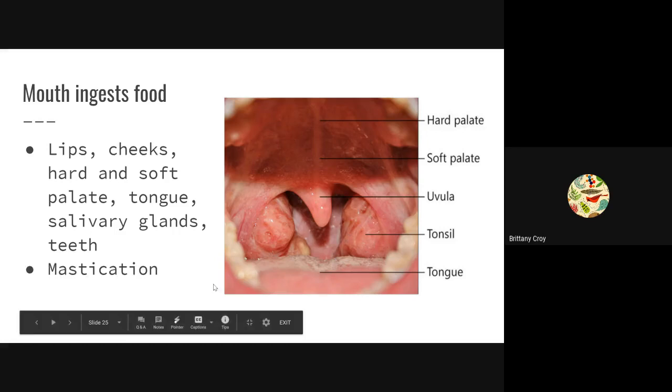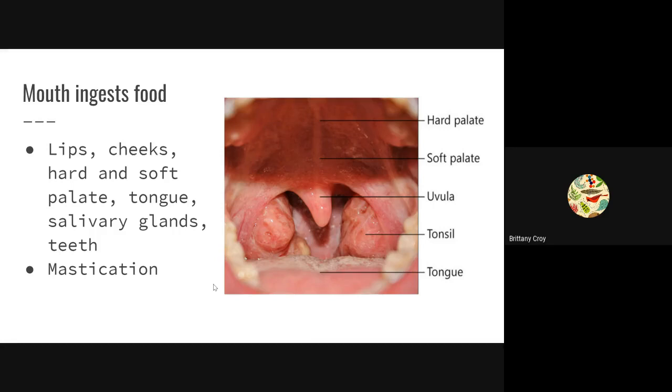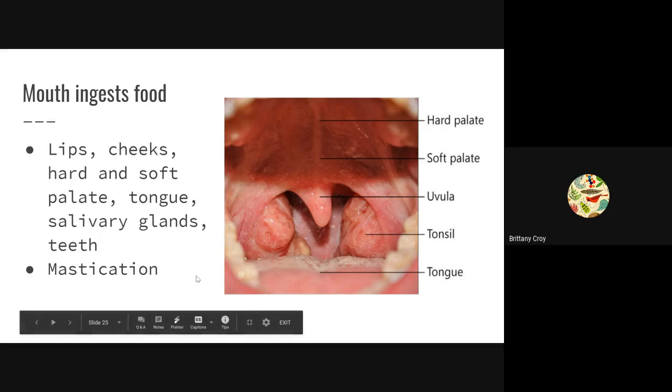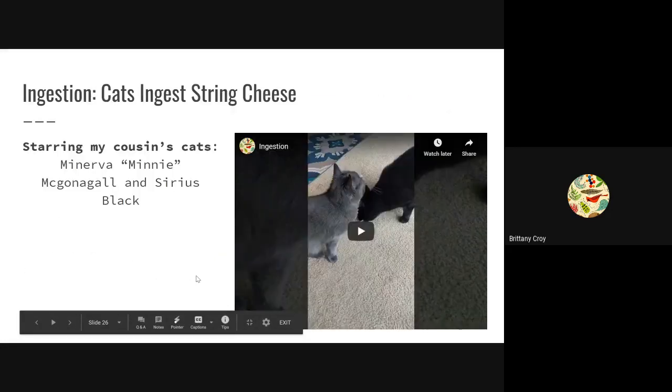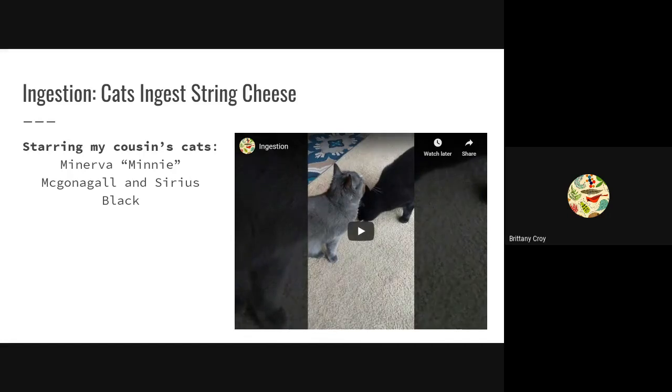Once the mouth starts chewing food, that's called mastication. So mastication is another word for chewing. It starts the mechanical breakdown process. And here's a video I filmed of cats ingesting cheese, if you're interested.